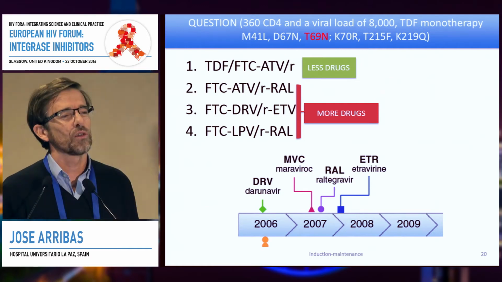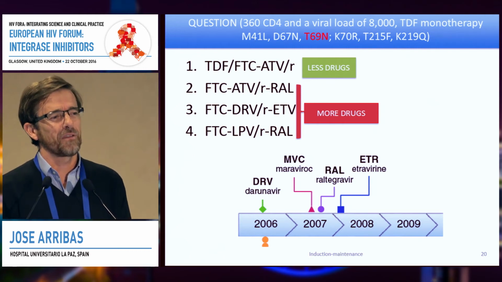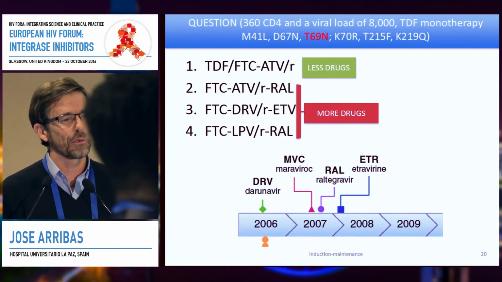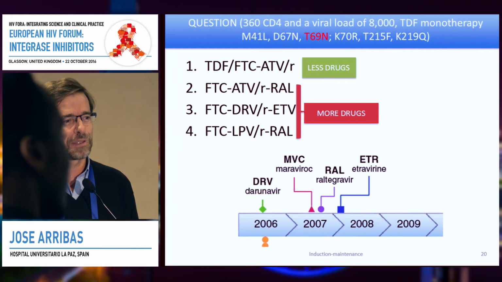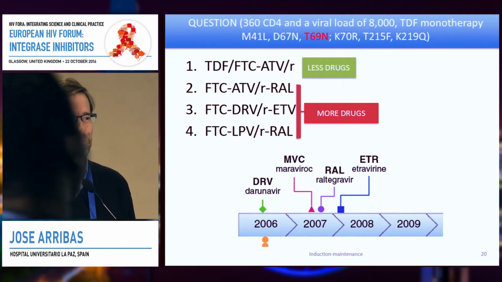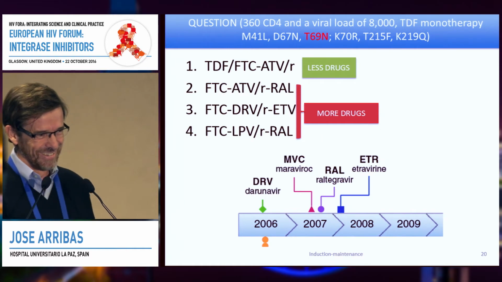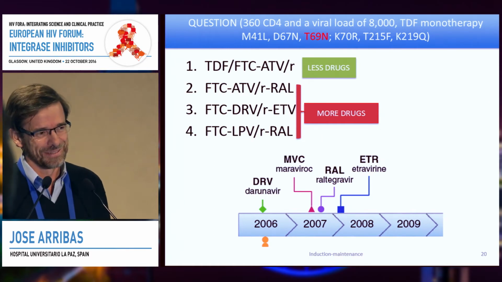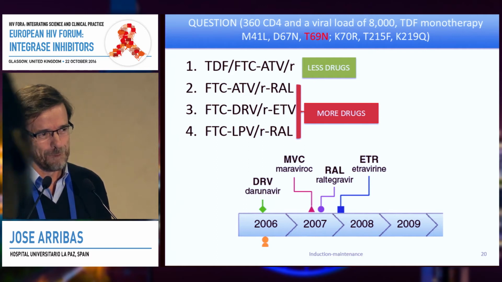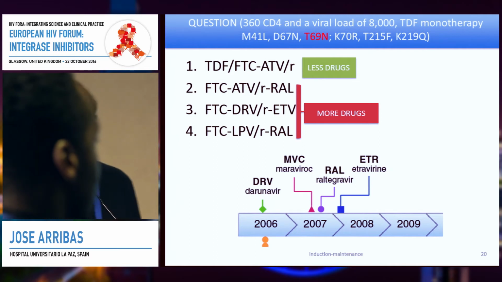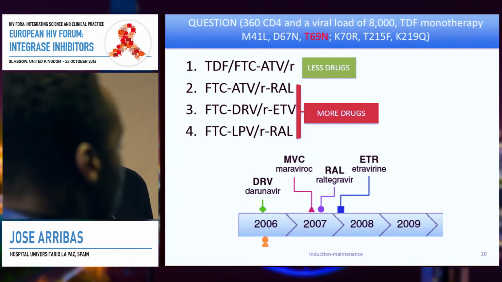Okay. So you don't think a fully active boosted PI like atazanavir, ritonavir, and FTC will work in a patient with a viral load of 8,000? Well, not with the history of this particular patient. If you're talking about the patient that is okay and just fails for the first time without prior resistance, without prior exposure to other drugs, okay. But this patient, I wouldn't be confident to use it.